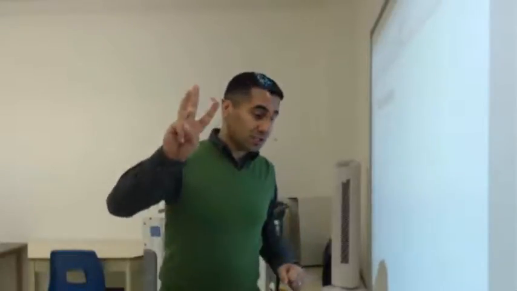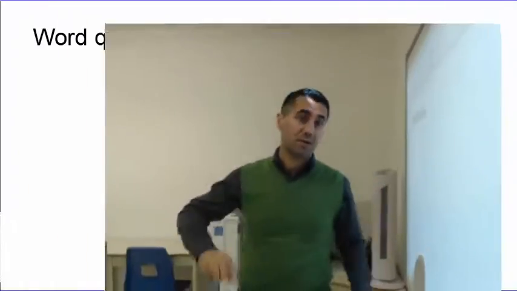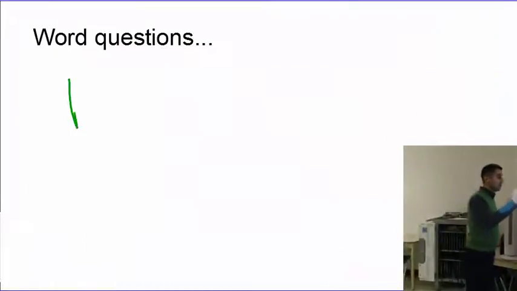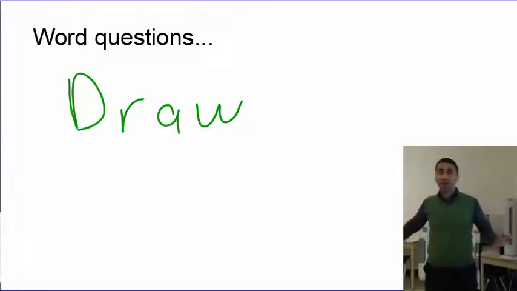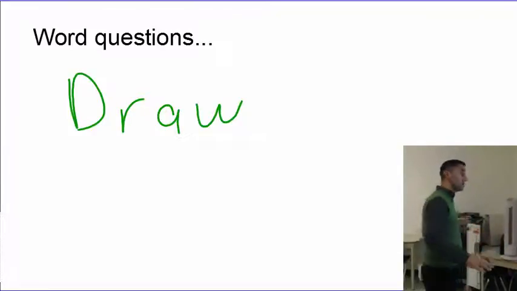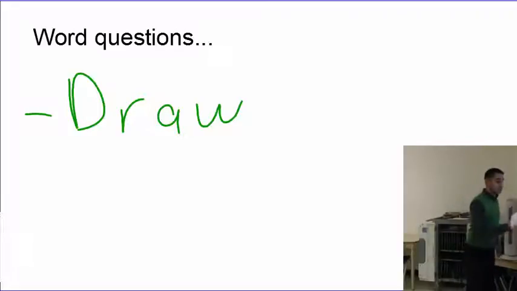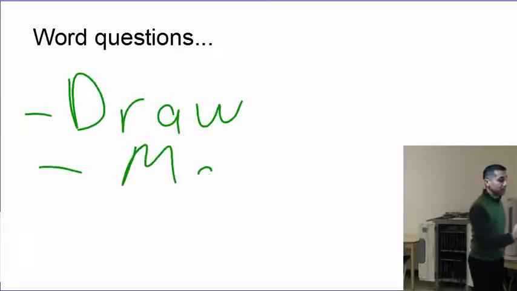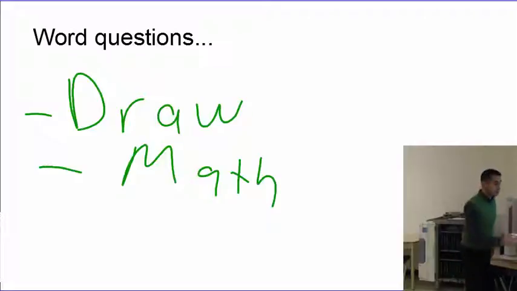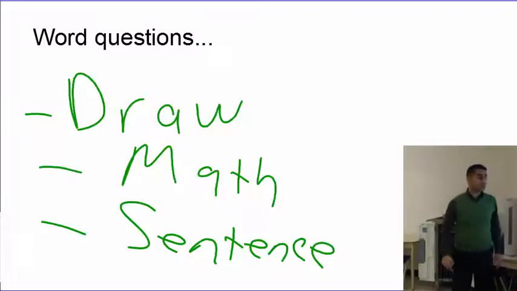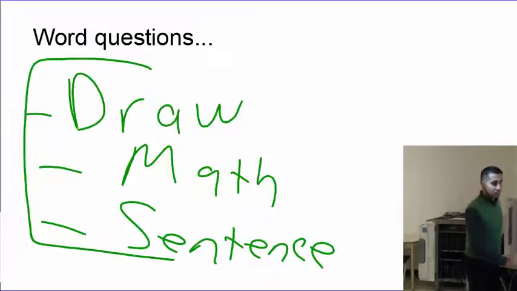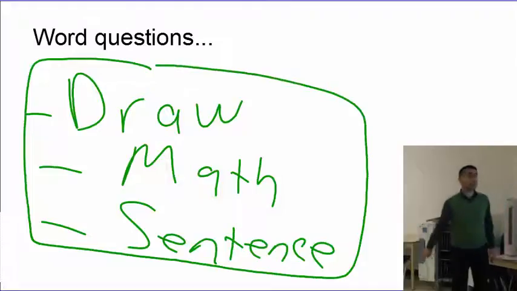When we talk about word questions, three things should come to your mind. Word questions, you have to draw the situation, and it doesn't have to be a perfect drawing, but something about the situation. That's number one. Number two, do the math. And lastly, number three, sentence. With word questions, the three of them should be in your answer.